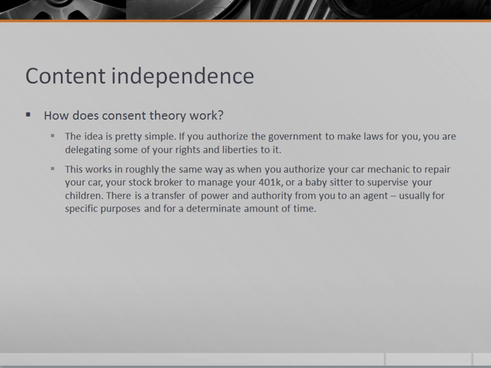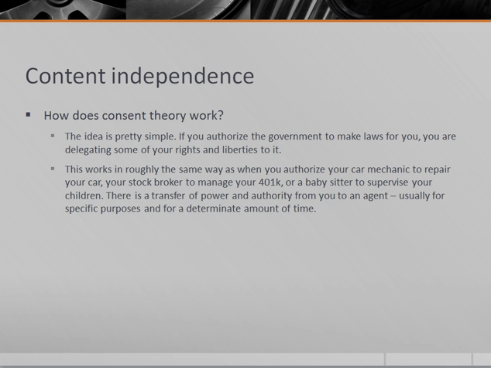How does consent theory work? Well, I think the idea is pretty simple and intuitive. If you authorize the government to make laws for you, you are delegating some of your rights and liberties to it. This works in roughly the same way as when you authorize your car mechanic to repair your car, your stockbroker to manage your 401k, or a babysitter to supervise your children. There's going to be a transfer of power and authority from you to an agent, usually for specific purposes and for a determinate amount of time.